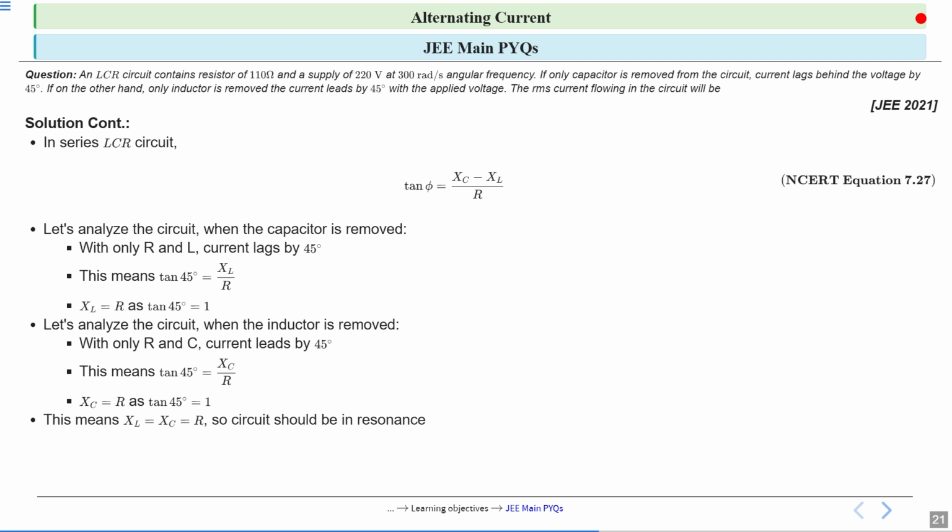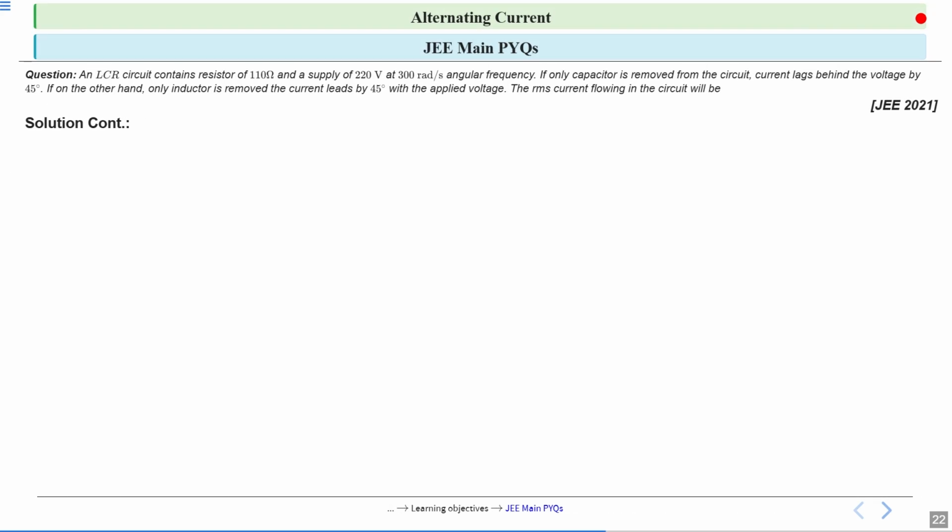When they are equal, what is the condition? Resonance. XC and XL are equal, which is equal to R. So the circuit should be in resonance, meaning the difference of XC and XL is 0. At resonance, Z is equal to R. So XL equal to XC equal to R, circuit should be in resonance.